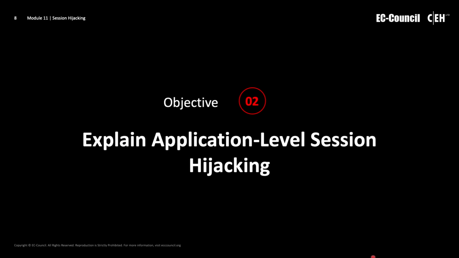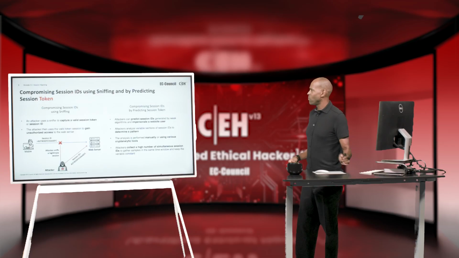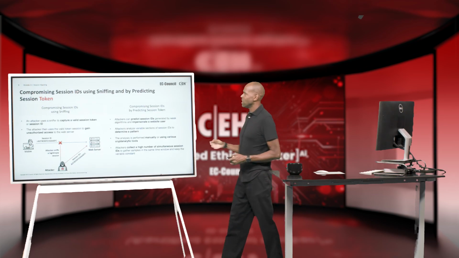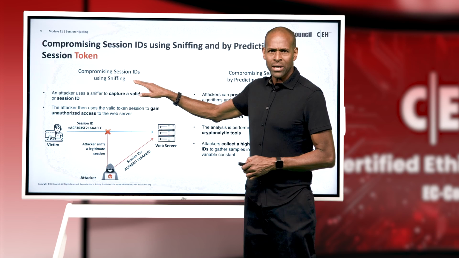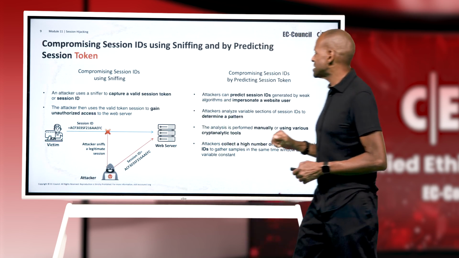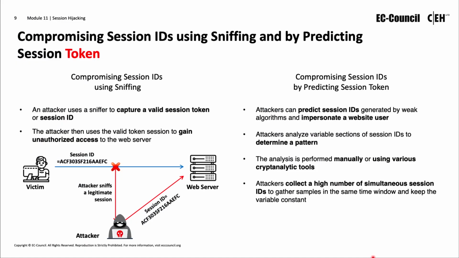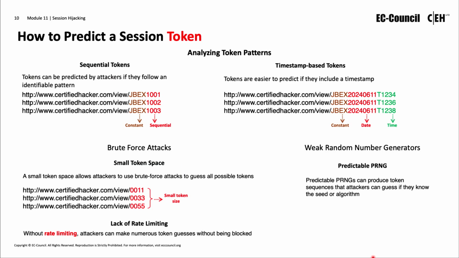We're now in objective number 2, where we're going to look at a specific type of session hijacking. Our first one that we see here, we'll get into networking next, but we're in application session hijacking. So at the application level, there are many things that can happen. If you look over here, what we're going to be doing is predicting the session token. We're going to compromise those session IDs by sniffing. We're going to predict where it's going. How does that work?